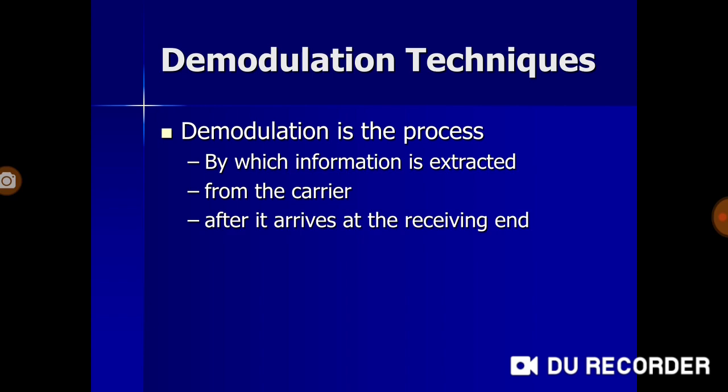So first, what is demodulation? It is the process by which information is extracted from the carrier after it arrives at the receiving end. So there are two important things that we conclude from this. That is, demodulation is extraction of information after it comes at the receiver, and the signal still has carrier, and then we get the information out of it. So this is the thing that we need to understand.